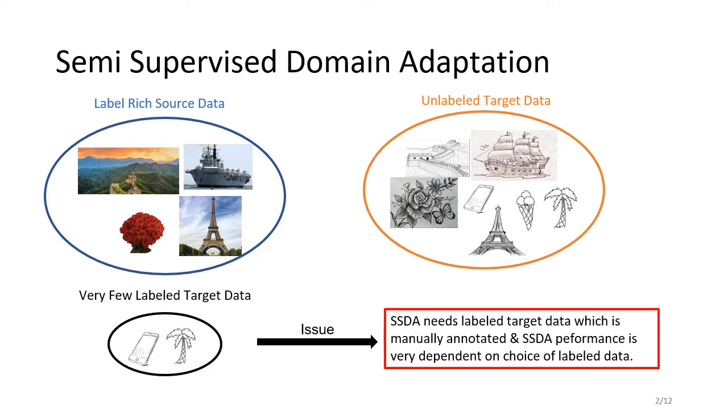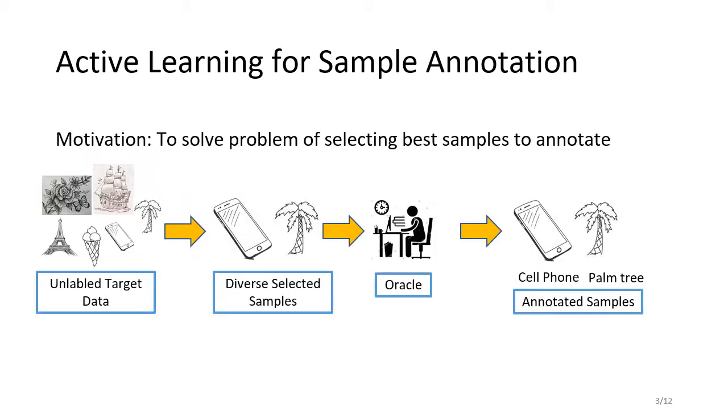Usually, semi-supervised domain adaptation needs labeled target data, which is often manually annotated, and SSDA performance is very dependent on the choice of this labeled target data. Since the choice of labeled data is so critical, it becomes imperative that we select the labeled target examples carefully so as to maximize the performance of domain adaptation.